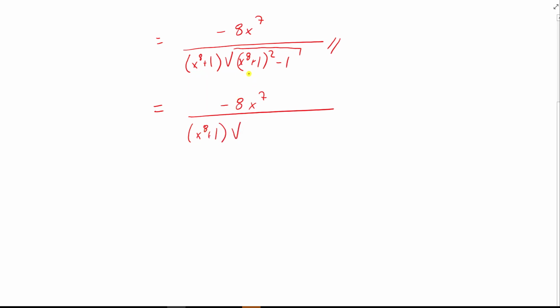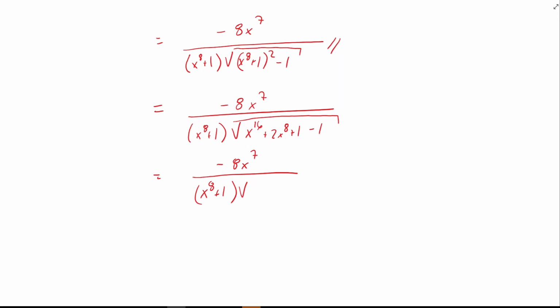And then I'm going to expand underneath the square root here. Foiling this expression out gives me x to the 8th times x to the 8th, which is x to the 16th, plus 2x to the 8th plus 1, and then minus 1 left over from this minus 1 right here. We can continue to clean that up. That gives me -8x to the 7th all over x to the 8th plus 1, and then notice that inside the radical here, first of all, the plus 1 and minus 1 terms cancel.